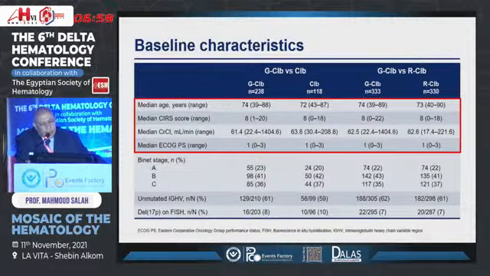This is the baseline characteristics for the different cohorts of patients, and as you can see, the patient characteristics were equally divided between the different groups regarding the age, the performance status, the CIRS score, and the staging system, also the risk stratification by unmutated IGHV or deletion 17p by FISH.